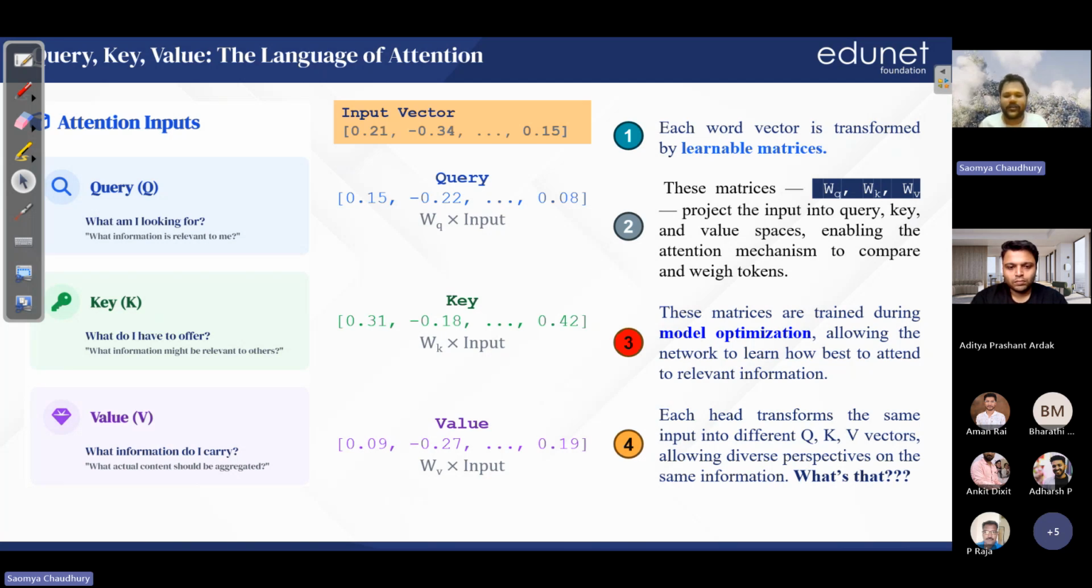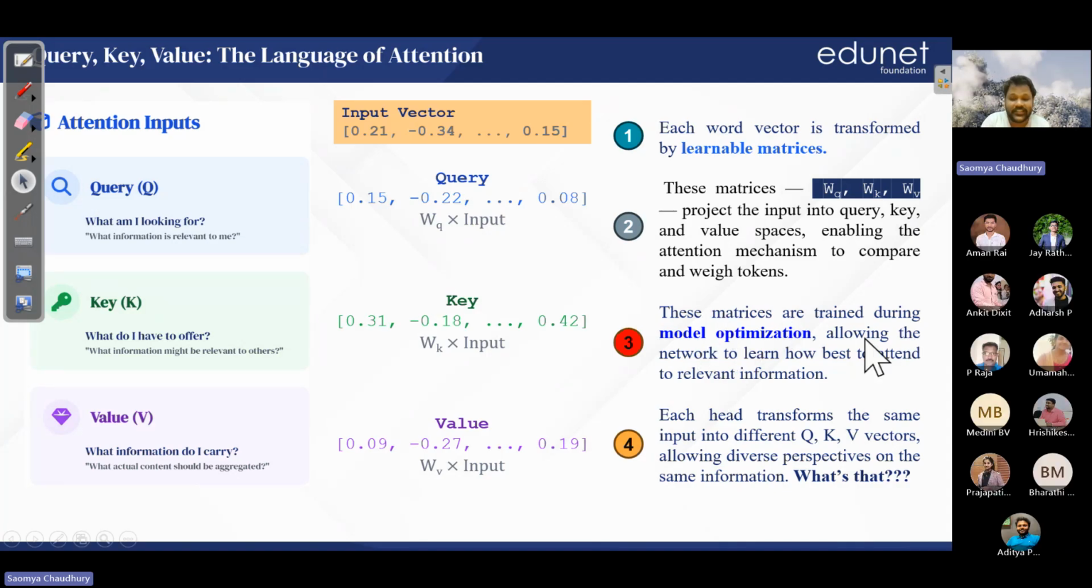So let's quickly talk about it. These matrices are trained during the model optimization process, because of the context which we are talking about here, allowing the network to learn how best to attend to relevant information. I think more or less it makes things clear. Because these are tunable parameters, over the course of time it gets to learn a lot of things depending on the world knowledge it has collected over time.